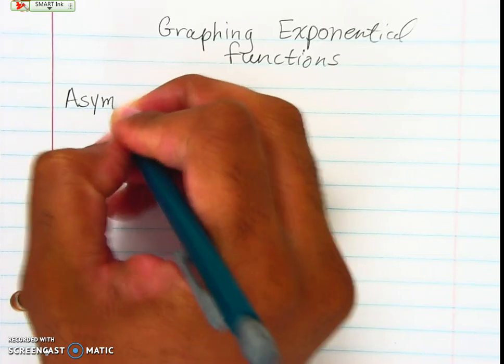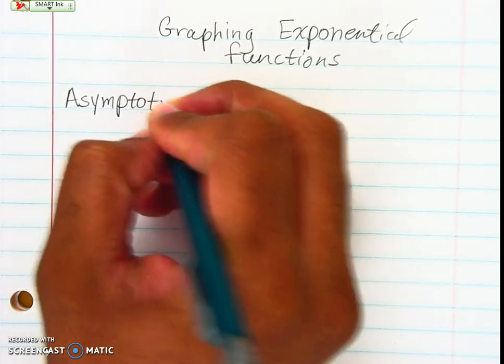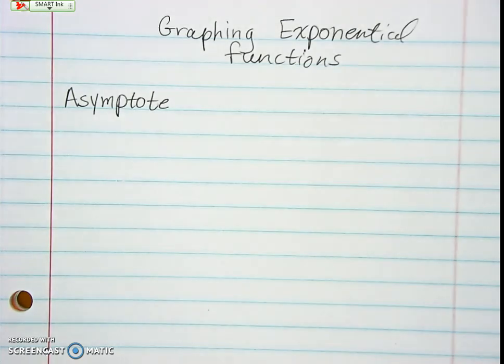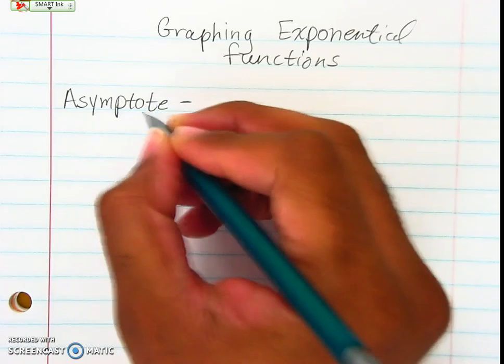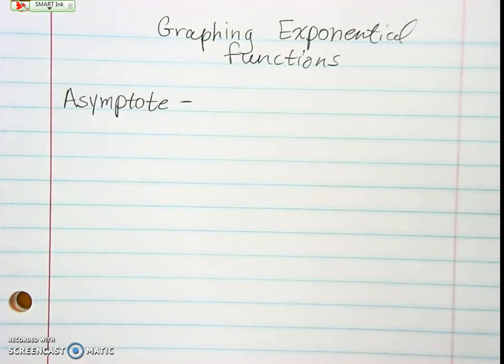The word is asymptotes. The P is silent, so it's asymptotes. Asymptote. And make sure you don't say the bad word, because we don't say that word in here. Those words are bad.